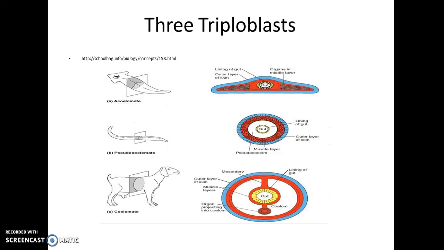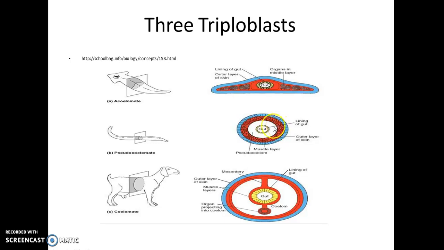The three triploblasts are based on a body cavity called a coelom. Now, a coelom is a cavity which is lined with mesoderm. So in the acoelomates, which is right up here, there is no body space, none. All the layers are right on top of each other. In a pseudocoelom, there is a body space, but it is not lined with mesoderm. So it's a fake coelom. That's what pseudocoelom is here.